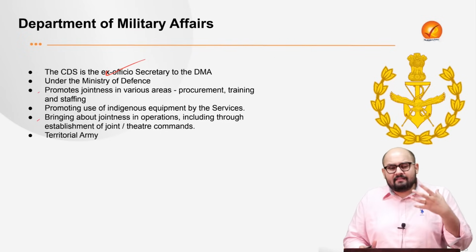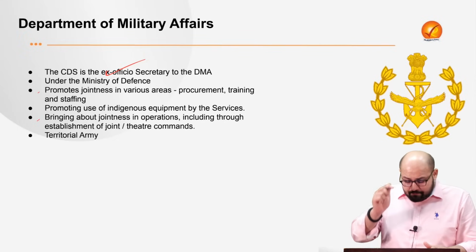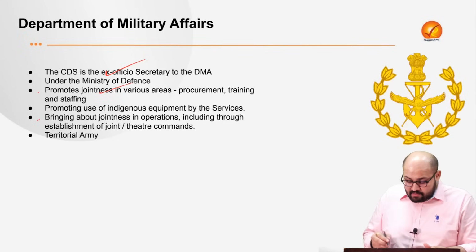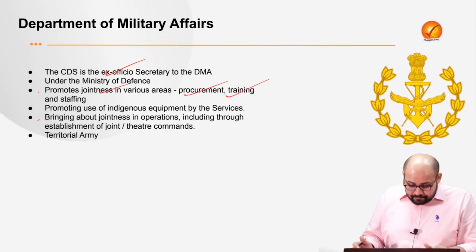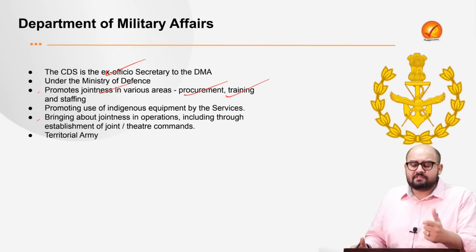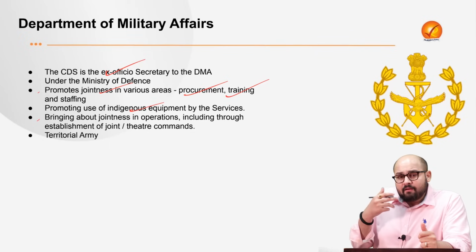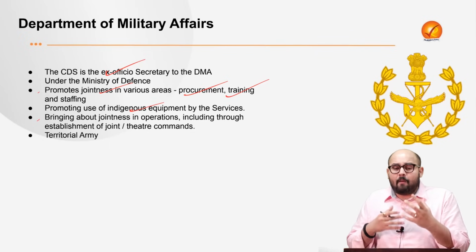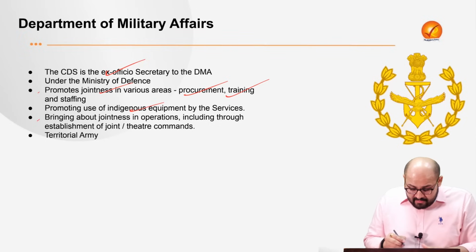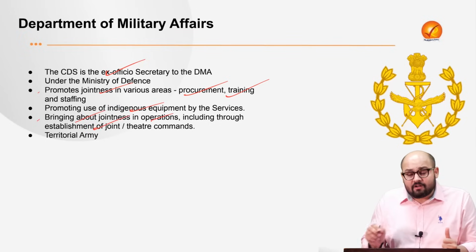Now, the point is that this department has both civilian as well as military officials, and it promotes jointness in various areas. For example, procurement of defense supplies, then training and staffing. Then it also promotes the use of indigenous equipment by these services, the army, the navy and the air force. Then what it strives to do is to bring about optimal use of resources. How? That is by bringing about jointness in operation, including through establishment of joint or theater commands.